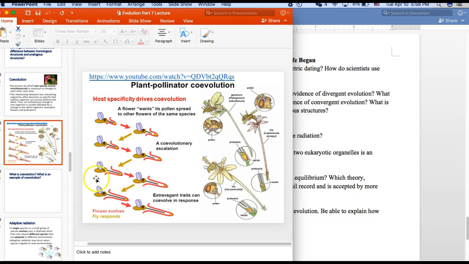So we call this coevolution because this flower, this plant, as well as this fly, are evolving simultaneously. They're evolving at the same time. So this is an example of coevolution.